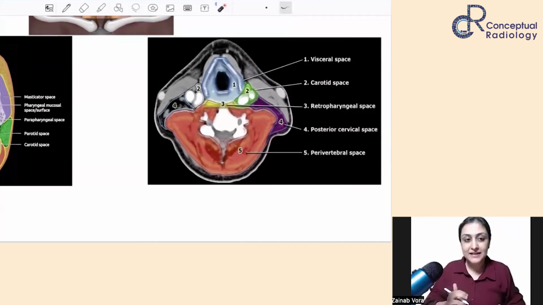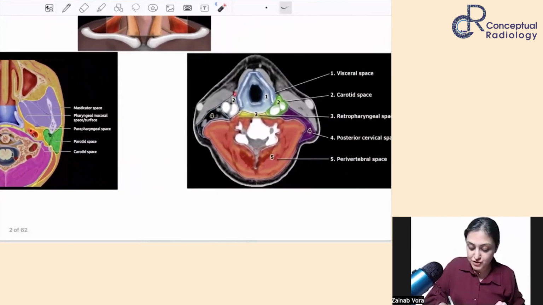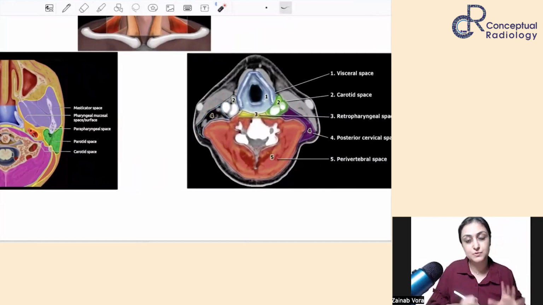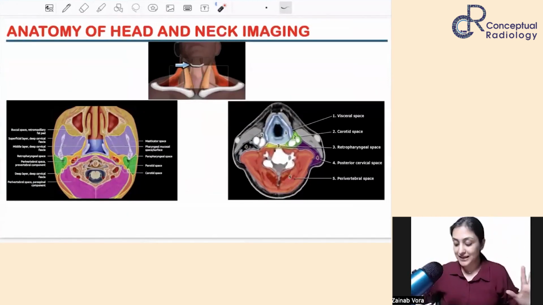Okay. Then there is another space which is more prominent inferiorly, which is posterior cervical space, but it is continuous. This is the posterior cervical space, again, in between everything here. This muscle is sternocleidomastoid. So just behind sternocleidomastoid, the fat is posterior cervical space. Okay. So these are the spaces that we have in total.